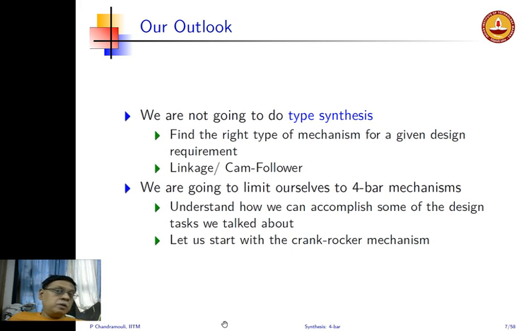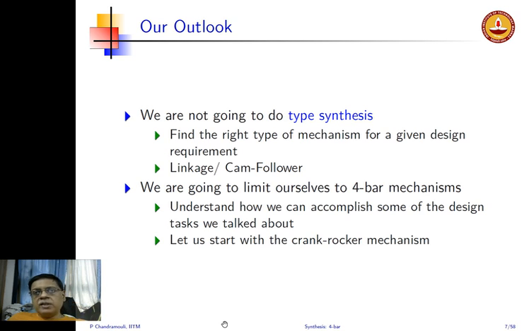As I mentioned, we are going to limit ourselves to 4-bar mechanisms. We are going to understand how to accomplish this design using only 4-bar, and even more restrictive, a 4R. If you want to use slider based designs, it is available in Norton's book. You can go read that up. So let's start with this crank rocker mechanism.